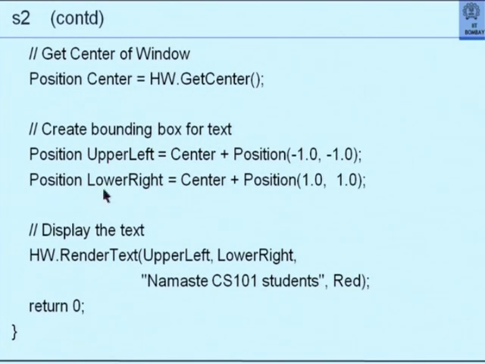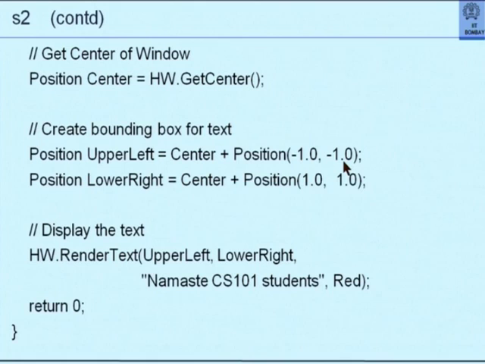So center is this. Now I create the bounding box for the text. So position upper left, position lower right. Remember, position is a member. So instead of saying x1, y1, x2, y2, position means some x and y. So I call it position upper left. I am a member of the class. And that is equal to center plus position this. So notice that in classes, I can actually handle two points to be added. Center is a point. Position -1, -1 is a point. So with respect to center, I want to go -1, -1. And that becomes my left corner. Similarly, with respect to the same center, I want to go +1, +1. That will become my right corner. And in this 2 cm by 2 cm box, I want to write my text. So notice how the arithmetic is being done. It's not normal arithmetic.